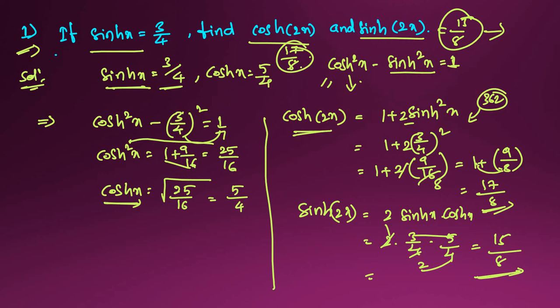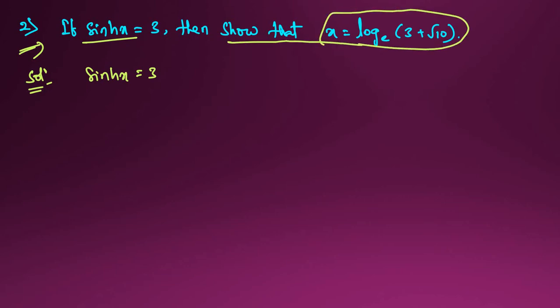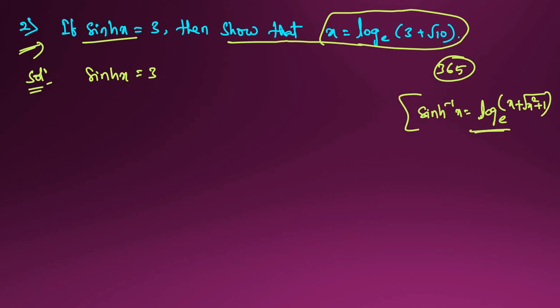Now moving to the next question here. Now the second question is given that if sinhx is equal to 3 is given, and then we have to show this answer here. We have to show this answer. x is equal to log e of 3 plus under root of 10 we have to show. Now here, so one formula is there. That formula you will find on page number 365. So that formula is sinh inverse of x is equal to, so here log e will come here, x plus under root of x square plus 1 will come here.